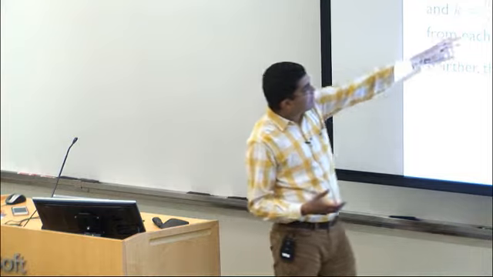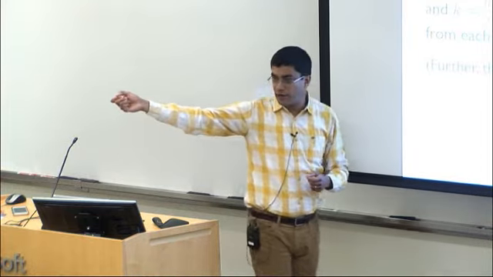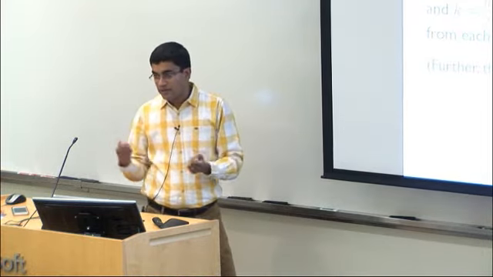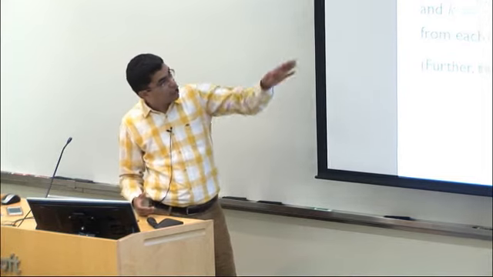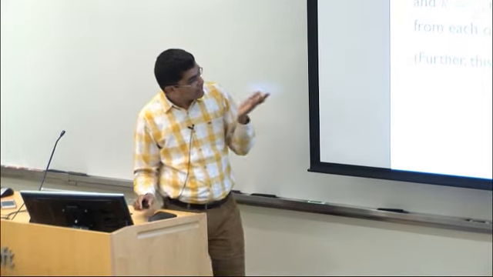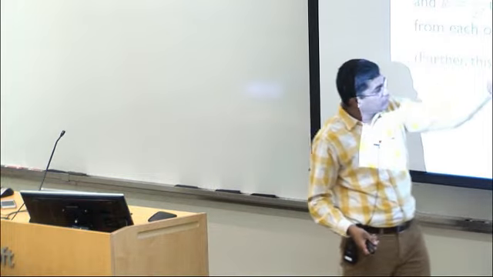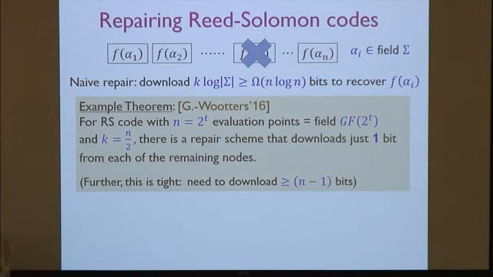So in this case, the traditional scheme will say go to n over 2 points, download them, and then interpolate the polynomial. That has n log n bits of download. But what we can do in this case is that there is a repair scheme which just downloads 1 bit from the remaining servers and pieces together the data.